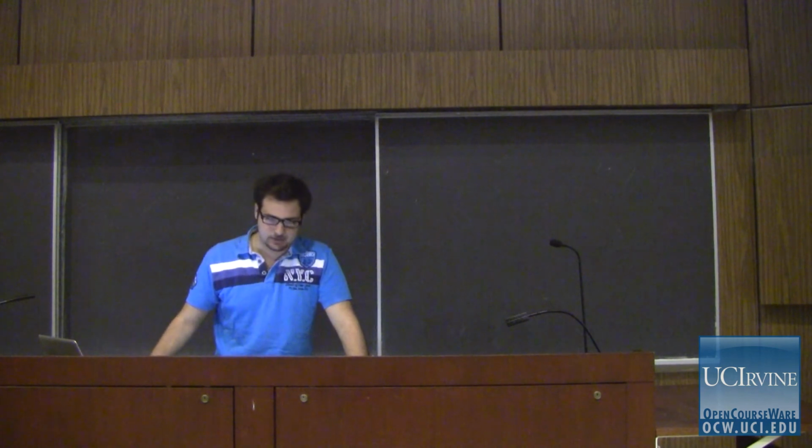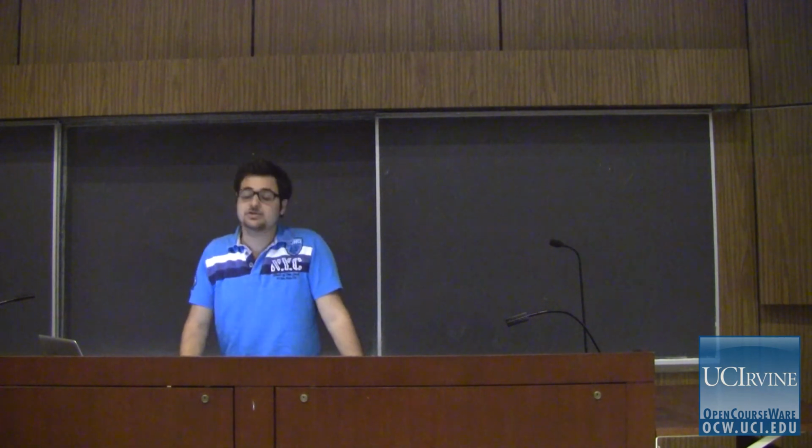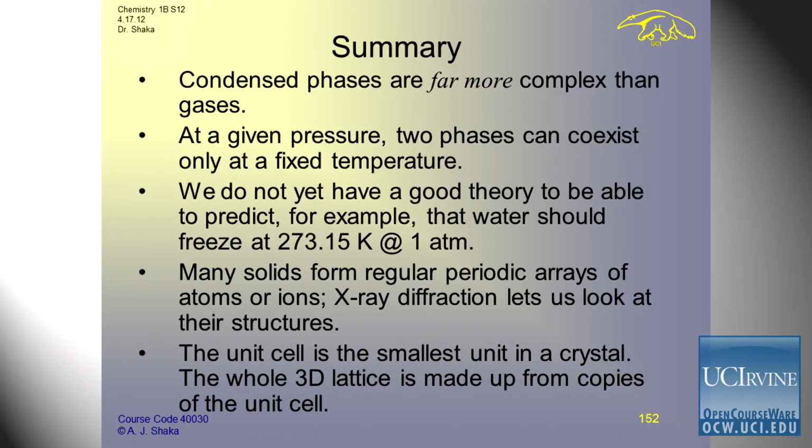So, I guess these are a couple of things you guys should know before you go into the exam. Condensed phases are far more complex than gases. Gases are easy to study, PV equals nRT. Condensed matter, condensed phases, they're much more complicated. So you know that according to the phase diagram, 2 phases can coexist, but only at a certain point. So for a given pressure, you need a given temperature for 2 phases to exist. And I'm going to go over that again.